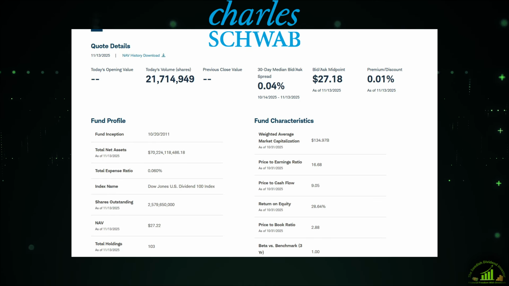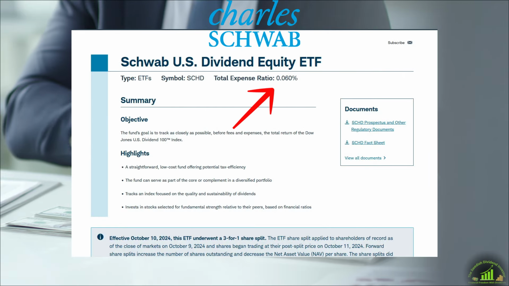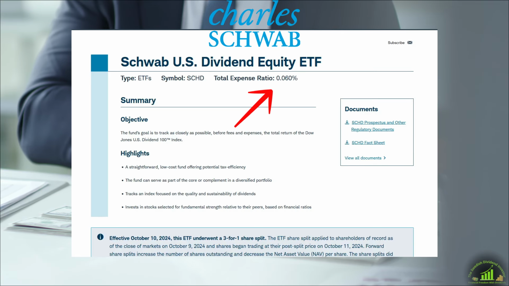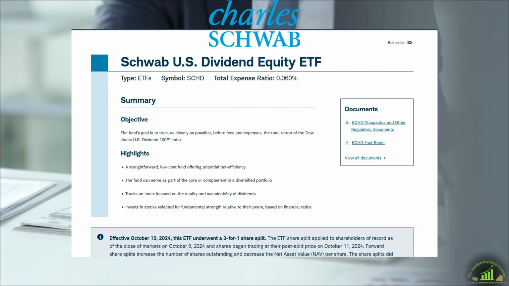The fund pays dividends quarterly, and its recent dividend yield has been around 3.8%. It has a very low expense ratio of around 0.06% and sustainable assets under management around $70 billion, making it cost efficient and liquid.